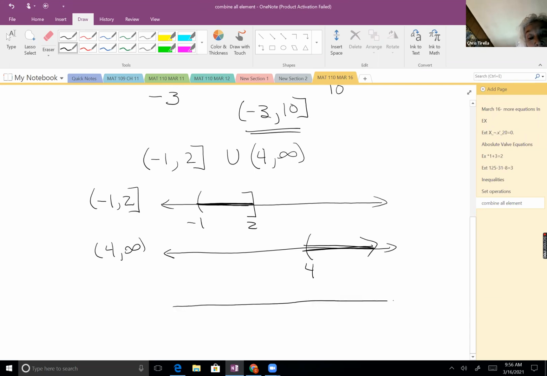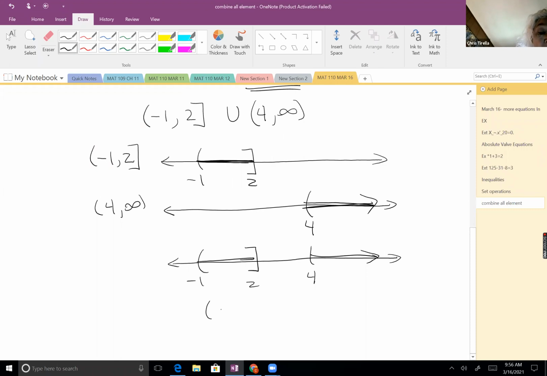Well, if I try to put these together on a single number line, wouldn't I just have those two disjoint intervals? And so here the solution would just be written. The interval open at -1 closed at 2 union the interval from 4 to infinity. When I take the union, I'm just combining the two together. When I'm taking the intersection, I'm looking for their overlap.